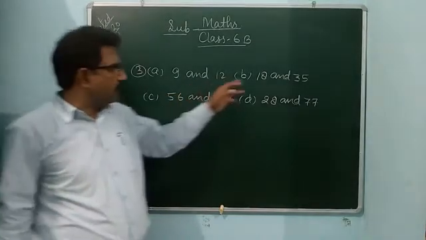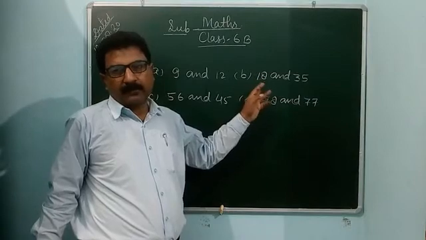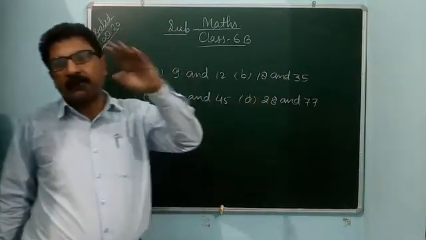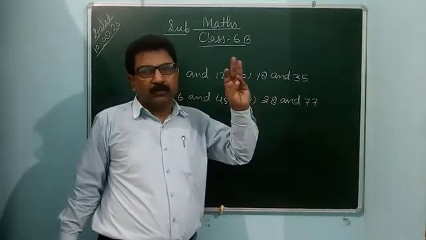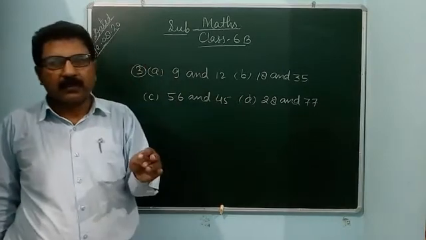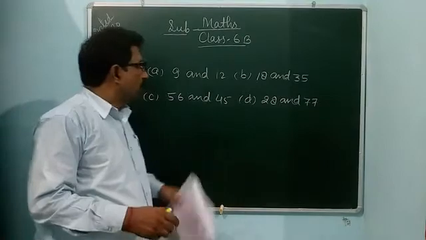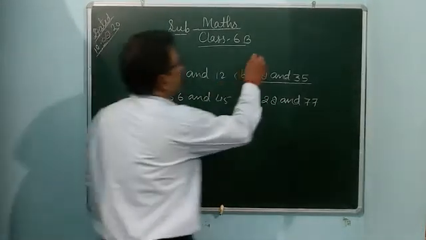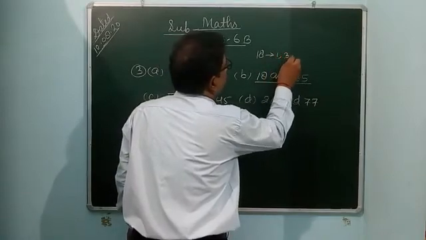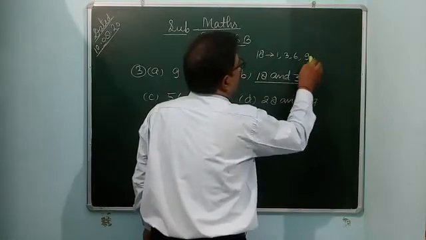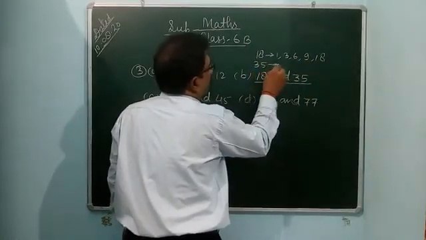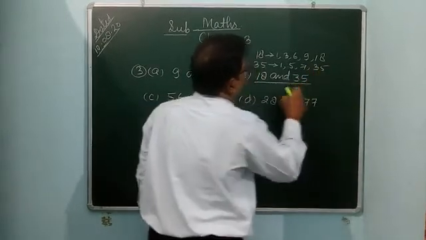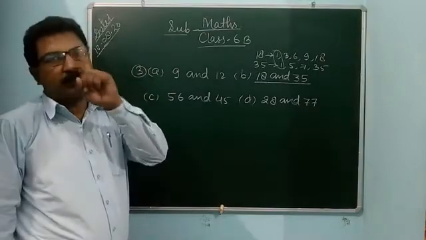Now 18 and 35. 18 is divisible by 1, 3, 6, 9 and 18. But 35 is divisible by 1, 5 and 7, since 5 times 7 is 35, and 1 is already a factor of all numbers. So only 1 is the common factor here.